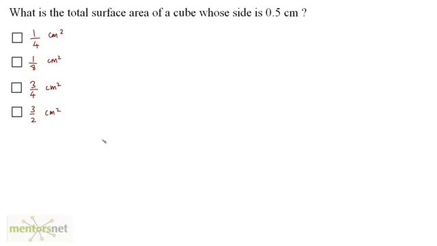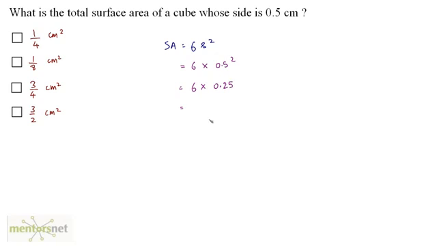What is the total surface area of a cube whose side is 0.5 centimeter? Well, the formula to calculate the surface area of a cube is equal to 6 times the side square, right? Now you know the side, that's 0.5. So you have 6 times 0.5 square, isn't it? So this becomes 6 times 0.25.